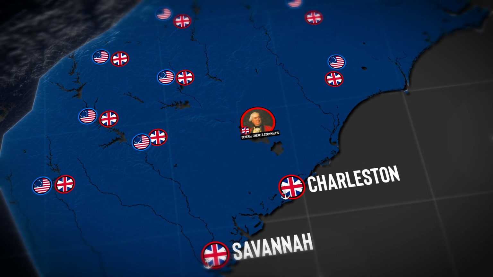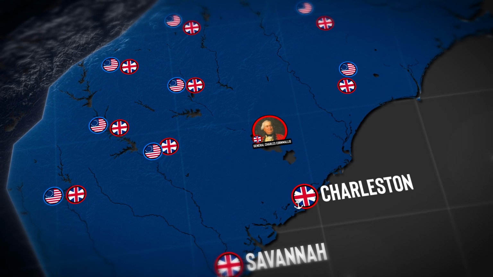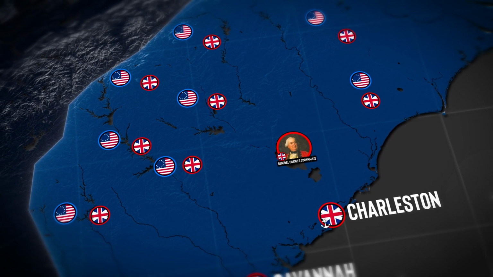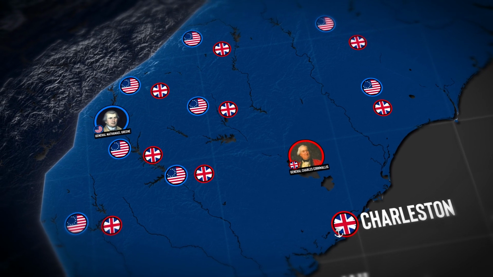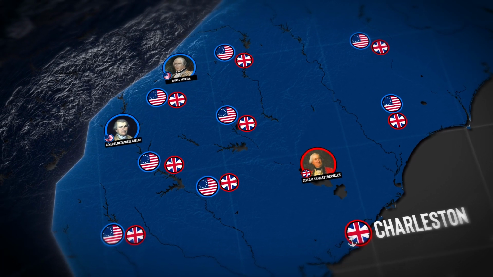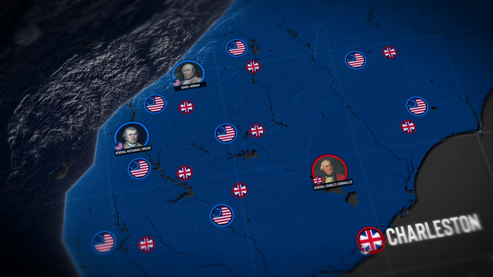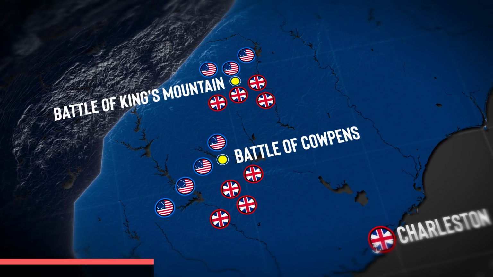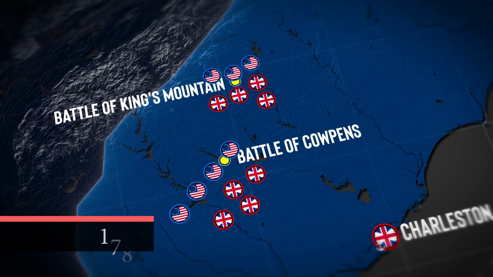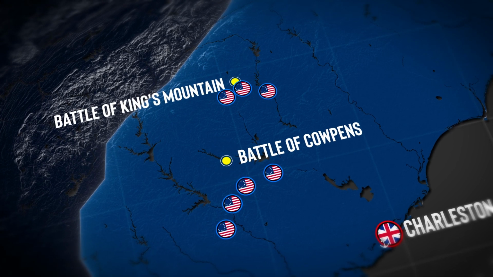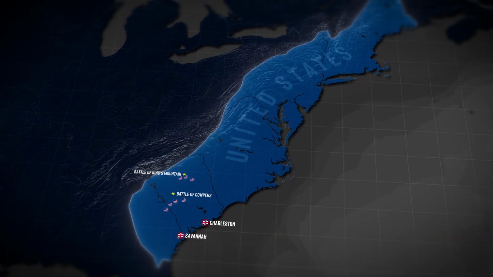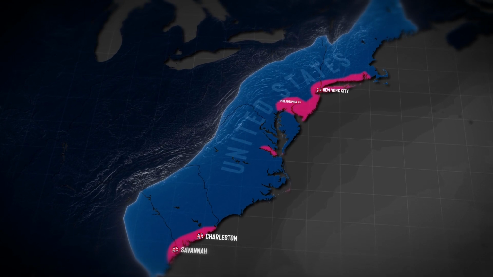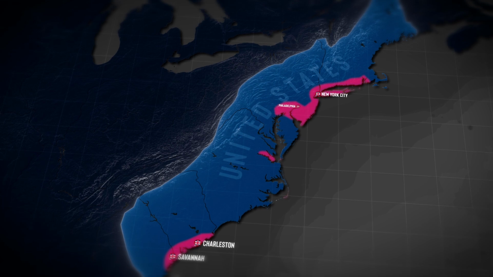Under the command of General Charles Cornwallis, British troops began a brutal campaign in the South, targeting key rebel strongholds. The southern theater of the war was marked by a combination of large battles and guerrilla warfare. American forces, led by Generals Nathaniel Greene and Daniel Morgan, used hit-and-run tactics to wear down the British. The Battle of Kings Mountain in 1780 and the Battle of Cowpens in 1781 were major victories for the Americans, demonstrating the effectiveness of these tactics. Despite British control of key cities, the countryside remained fiercely resistant. The war in the South set the stage for the final showdown.